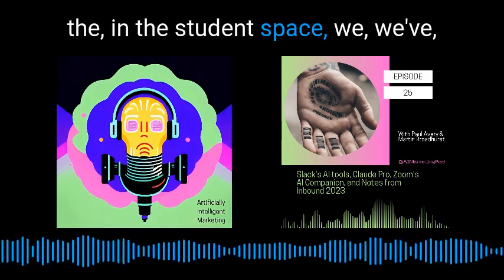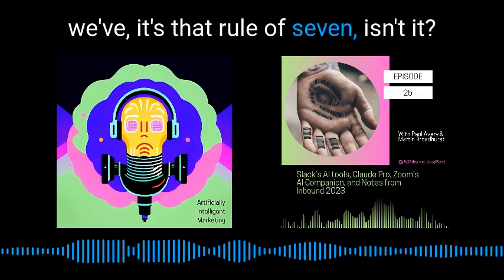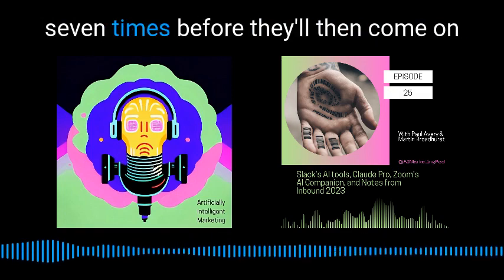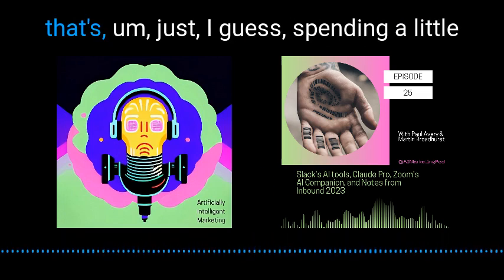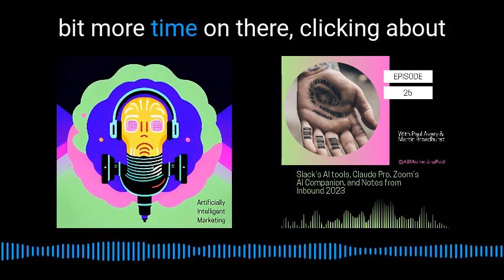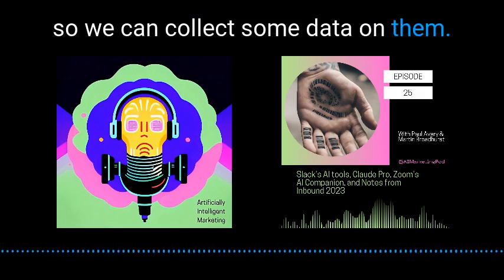and especially in the student space, it's that rule of 7, isn't it? You want people to have seen your brand 7 times before they'll then make a meaningful action, whether that's converting or just, I guess, spending a little bit more time on there clicking about so we can collect some data on them.